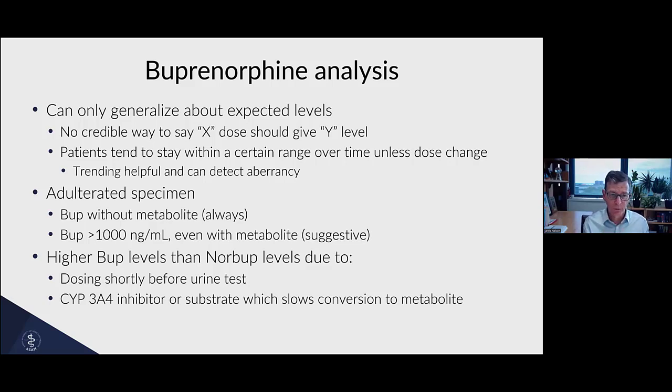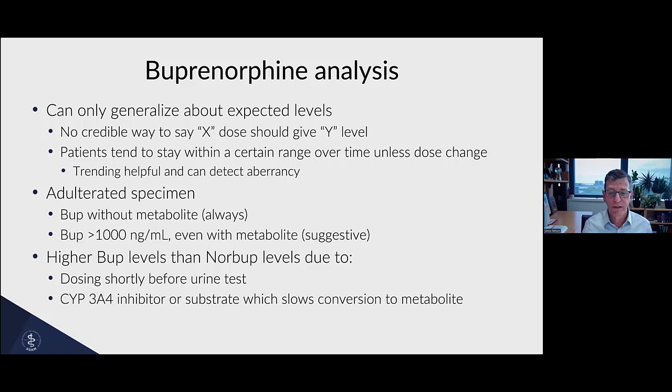You know it's an adulterated specimen when there's buprenorphine without metabolite, right? There's no other way. It means they dipped their strip into the urine specimen before they turned it in, right? Bupes that are exceedingly high, even if they have metabolites, are also suspicious for adulteration. You can have higher bupe levels than norbupe levels, especially if you test shortly after dosing. Remember, norbupe is the metabolite and it lasts for a long time. So typically the ratio would support having more norbuprenorphine than buprenorphine, right?